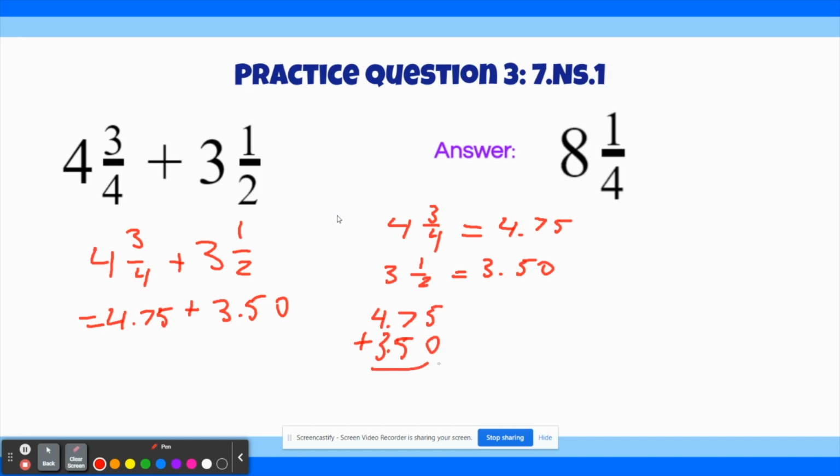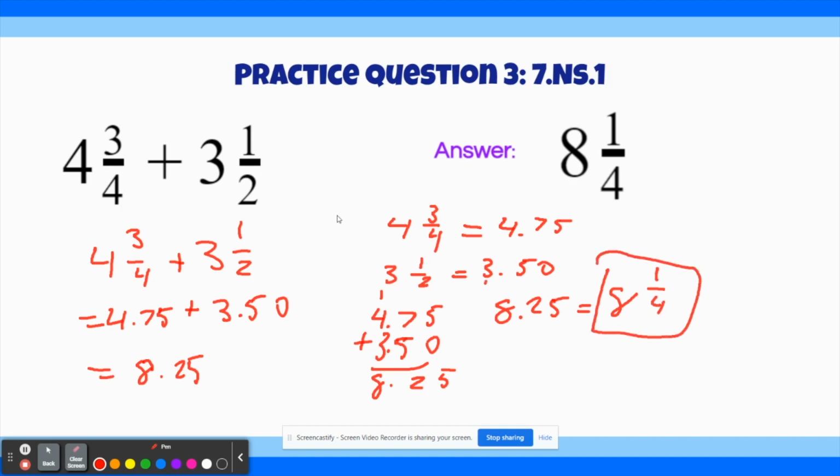3.50. 5 plus 0 is 5, 7 plus 5 is 12, and 1 plus 4 plus 3 is 8. So we get 8.25. And because the question was presented in fraction form, we're going to also want to convert this to a fraction. So 8.25 equals, if we're going to present it as a mixed number, we're going to get 8, and then 0.25 in simplest fraction form is 1/4.